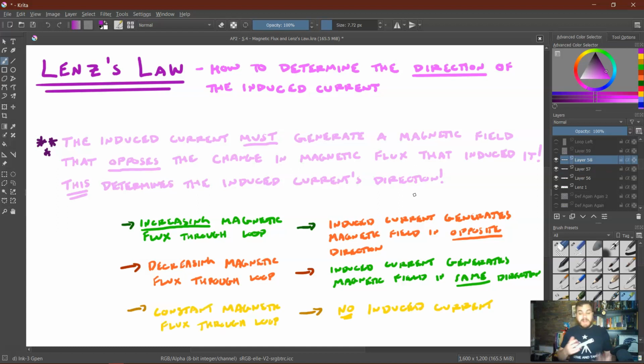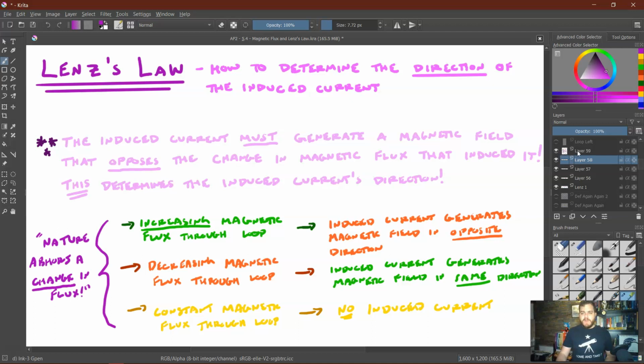And lastly, if the magnetic flux through a loop is constant, well, then there's no change in magnetic flux, and therefore there is simply no induced current. We don't need to worry about the direction at all. Now, a way this has often been categorized is with a simple quote that pretty much embodies this, known as "nature abhors a change in flux." So what does abhor mean? That means hates intensely. So nature hates a change in flux. So whenever there is a change in magnetic flux, the results will try to counteract it.